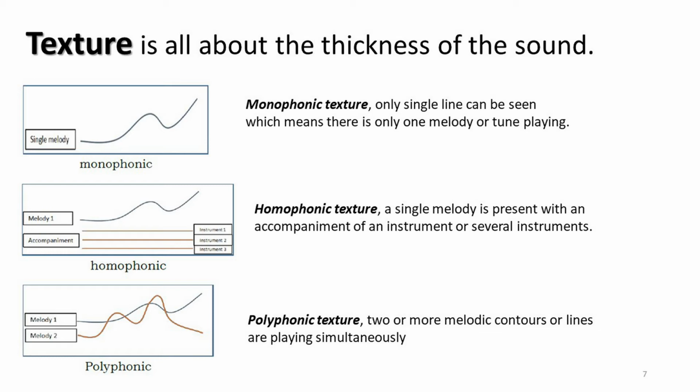In the homophonic texture, a single melody is present with an accompaniment of an instrument or several instruments. It's like you are actually singing with a videoke machine. In polyphonic texture, two or more melodic contours or lines are playing simultaneously. It is like you are singing with others in a choir contest.